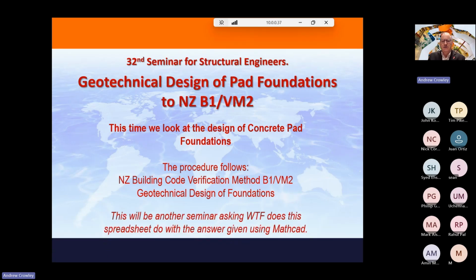And yes, it's another seminar asking what the hell does this spreadsheet do? So yes, Redco have a whole load of spreadsheets and one of them covers the design of pad foundations. And we're going to explain them not in the spreadsheet, but using Mathcad instead, because they're nice big numbers and a long form explanation, like you would do a hand calculation.